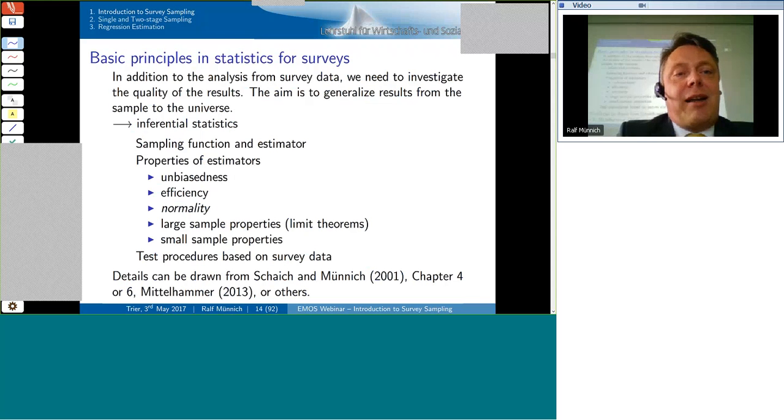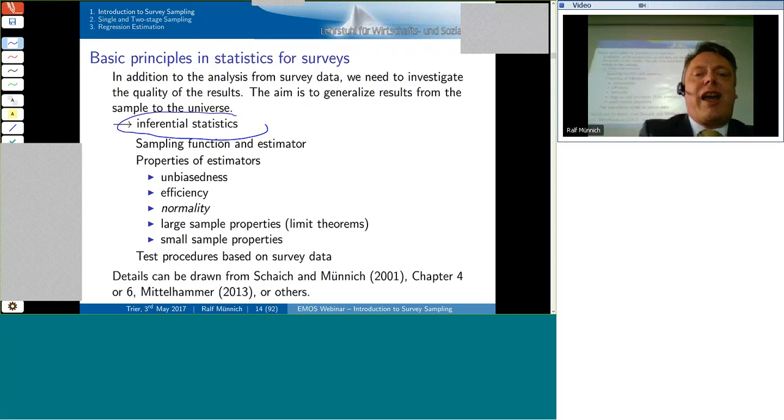So to add some other basic principles in statistics, in addition to the analysis from survey data, we need to investigate the quality of the results. The aim is to generalize results from the sample to the universe. That's the classical idea of inferential statistics: working with samples, but somehow expanding it to the universe. And that means we have a sampling function or an estimator. And certainly if we have an estimator, we are very much interested in the properties of the estimator. So that's very, very important. And nowadays it gets even more important. If you look at the buzzwords like small area estimation, some of you have heard that.